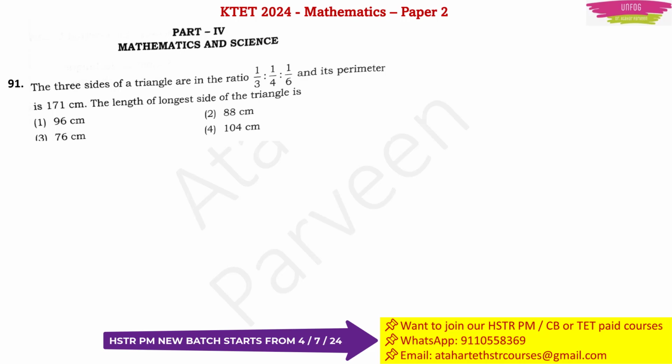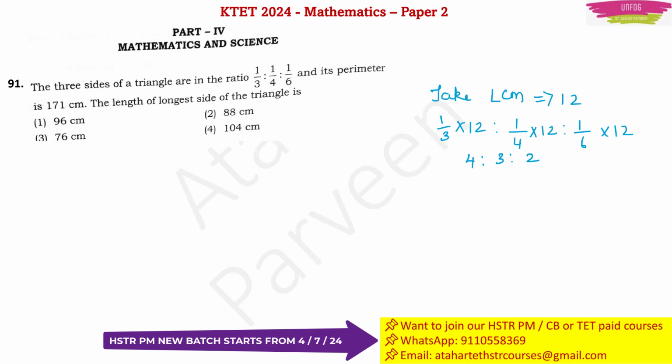So here they are giving the three sides of the triangle in the form of a ratio. What you have to do is first take the LCM of the denominators, that is 3, 4 and 6. You will get 12 as the answer. You have to use that LCM to convert the fractions into whole numbers, and then write their ratio in this form. So you will get 4:3:2. Now you have the proper ratio of the three sides of the triangle.